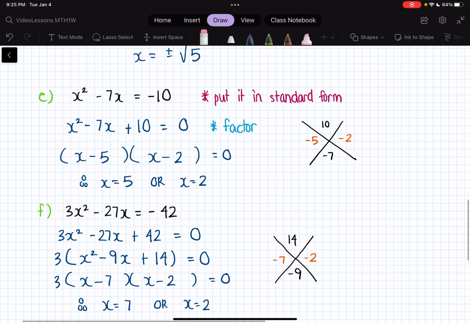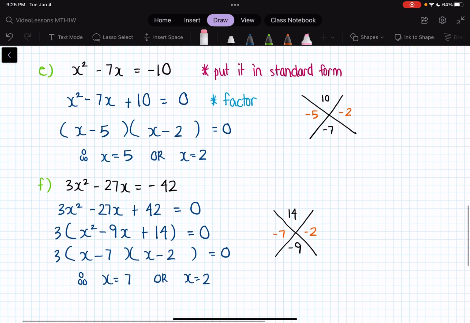And then, of course, when we're solving, we need the quadratic to be in standard form. That means it equals 0. We factor it, and then we solve it.